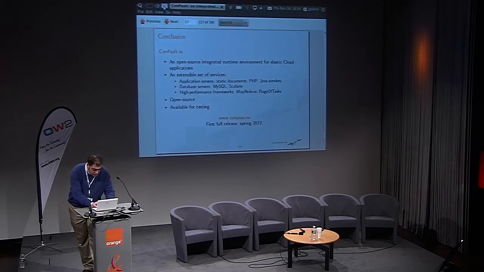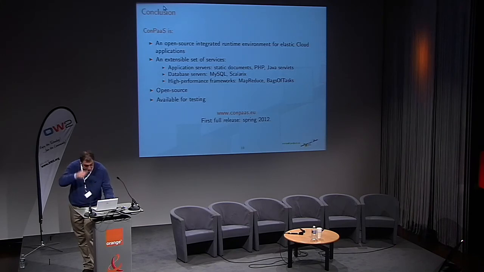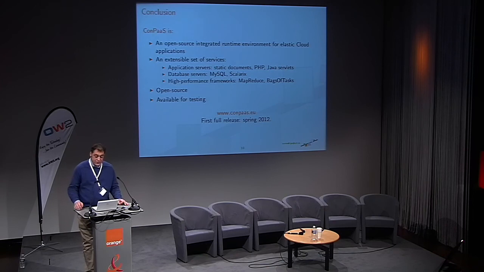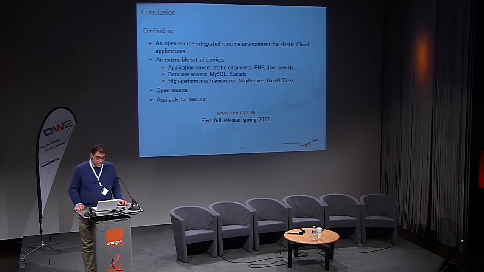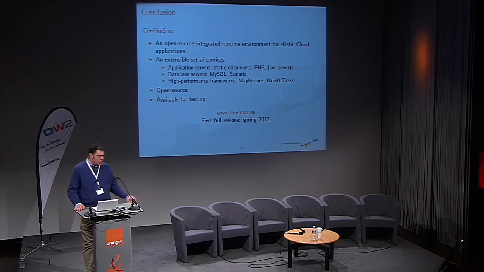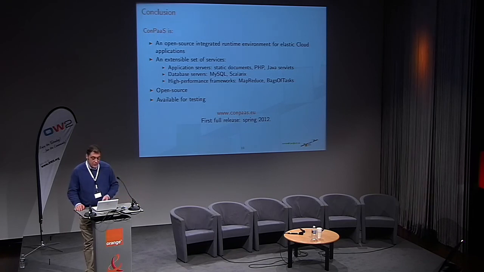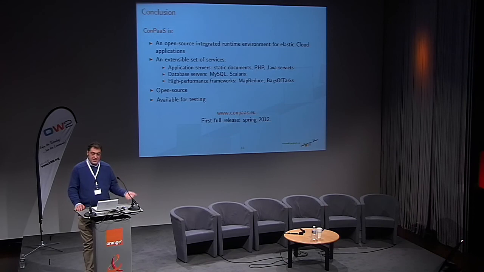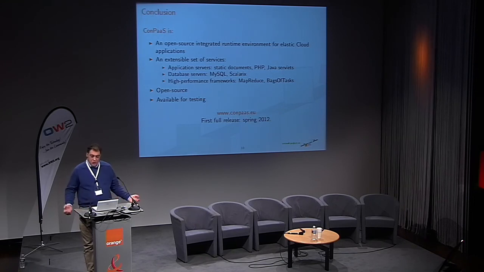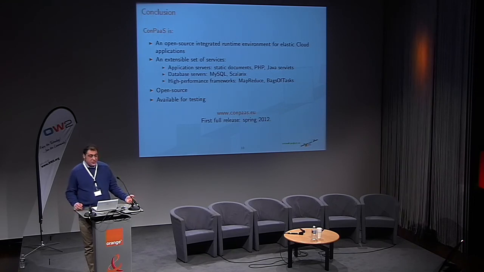So let me conclude. ConPaaS is an open source integrated runtime environment for elastic cloud applications. It contains a number of services. It has application servers, so you can serve static content and dynamic content in PHP and Java. We can do Python, we can do Ruby. There are database servers: MySQL, and Scalarix, which is a NoSQL database. There are high-performance frameworks. We can build more if there is a need for it.